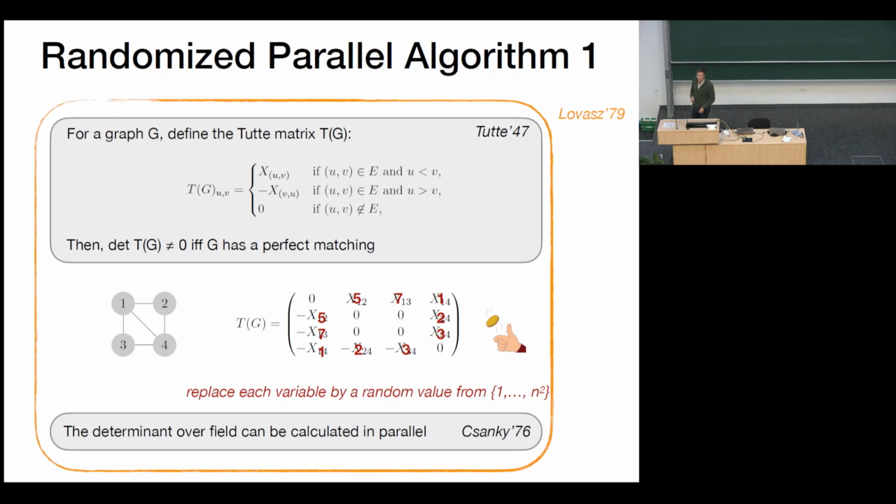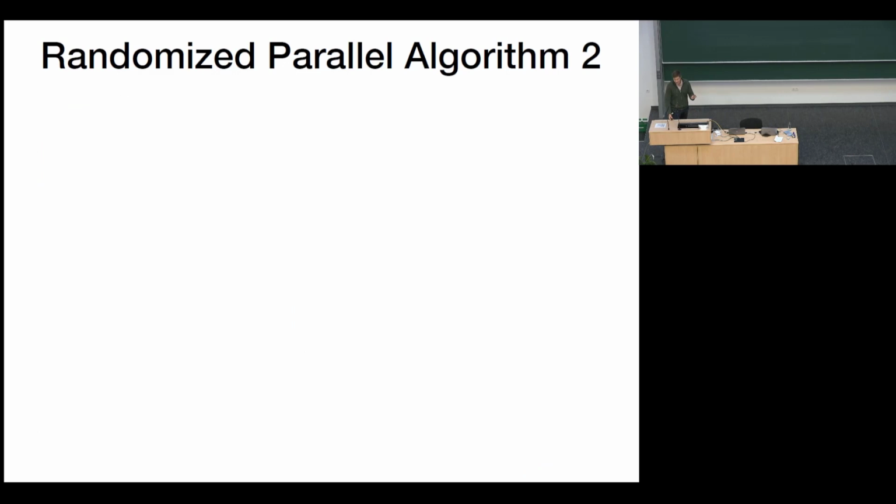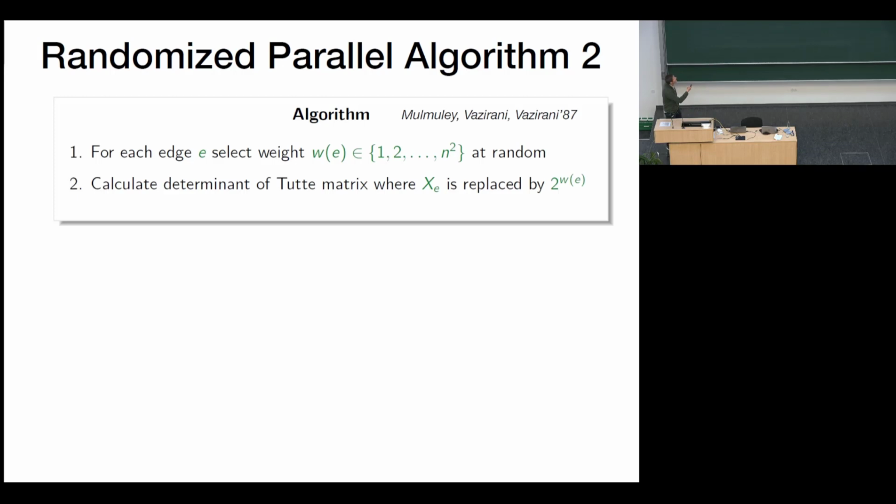This turns out to be a little bit tricky to work with, so we're going to look at the second algorithm, which is almost the same. Just bear with me, but it took a decade to come up with. So instead of replacing each variable for an edge by a random value, we now replace it by 2 to the power of the random value. So it's almost the same algorithm. Before we had a Tutte matrix, we replaced each x_e by a random value. Now we replace it by 2 to the power of the random value. So what's the gain of this? This is Mulmuley-Vazirani. The first gain is that they show that using this we can do the search version, we can find a perfect matching in parallel.